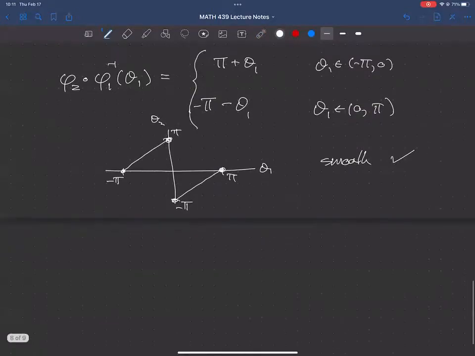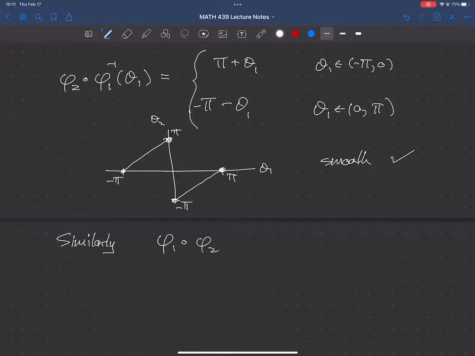And then similarly, phi 1 composed with phi 2 inverse of theta 2 is also smooth. And this is, of course, the inverse of this one.